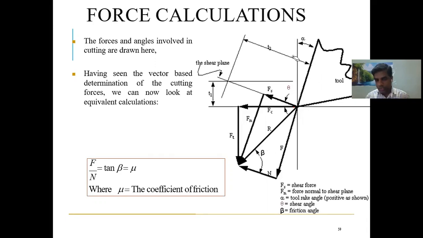Alpha is the angle on the cutting tool, and this alpha is equal to this alpha angle. Theta is the shear plane angle. So there are three important angles here: shear angle, rake angle, and friction angle. Normally the friction angle is represented as beta, the shear angle as theta, and the rake angle as alpha. Some books may use different notation, but for this subject, take this as the reference.